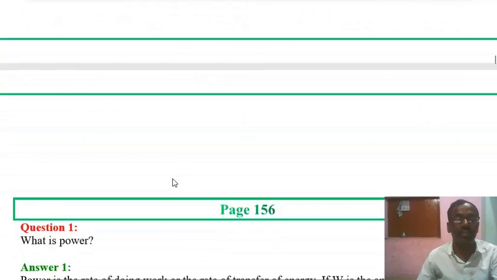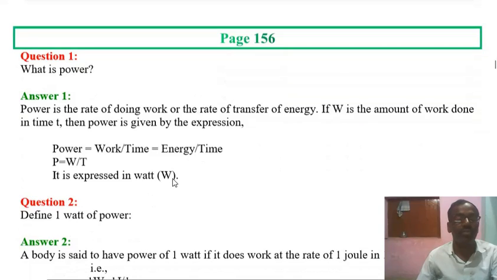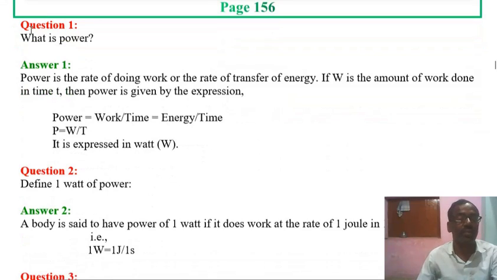Let's see the next question, or first question of exercise, page 156. What is power? Power is the rate of doing work, or the rate of transfer of energy. If W is the amount of work done in time t, then the power is given by the expression W by T, power equals work by time. Work, the ability to do work, is known as the energy. So we can write here energy by time.